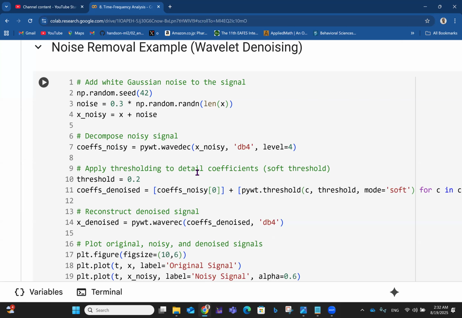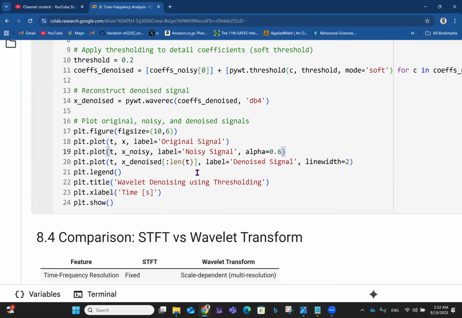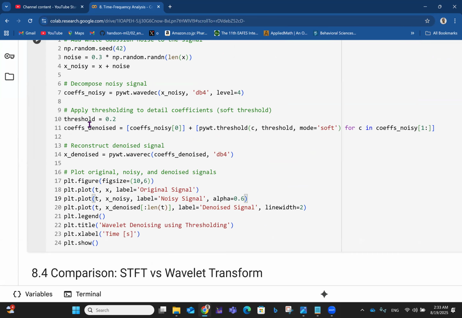Apply thresholding to detail coefficients. Okay, so you have soft threshold like that. If you have a threshold of 0.6, it means you can vary this. You can change it to whatever you like. So you can have coefficient denoise. That's coefficient noisy[0] plus pywt.threshold with threshold, mode soft, for all the coefficients of noisy from 1 to the end.